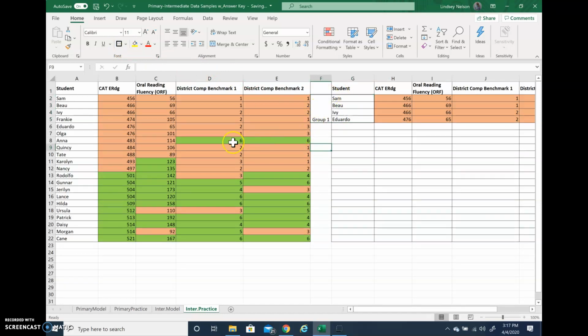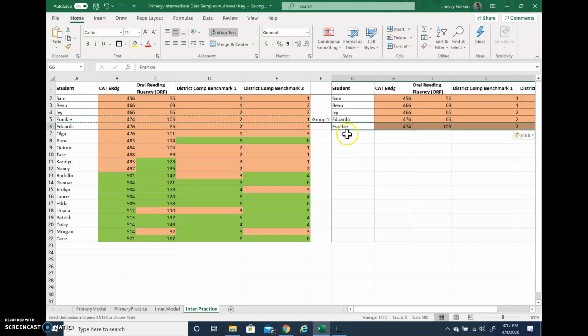Then I look at my second group. So I know that I skipped Frankie and said he was going to be a better fit in my second group. Let's go ahead and move Frankie down here now so we don't forget to come back to him. Then I'm going to take a look at Olga through Carolyn.